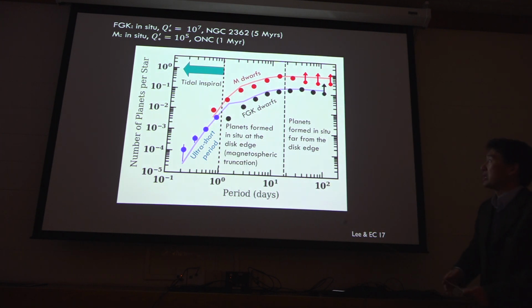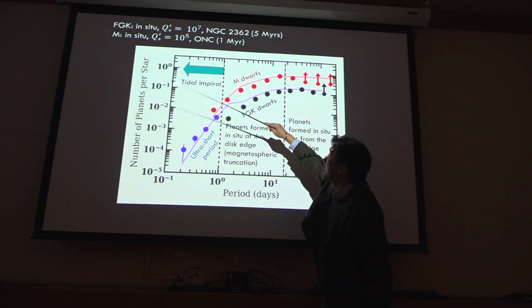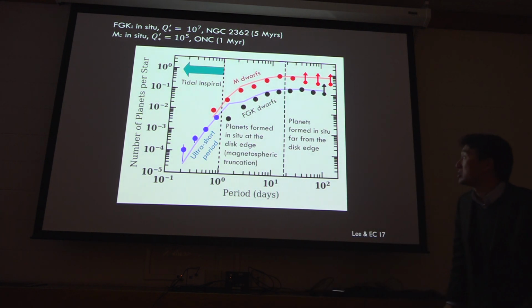And here's just a summary. Here's how well we do. We sampled rotation periods from these clusters. These were the Q values we used. I don't think this is terribly controversial.